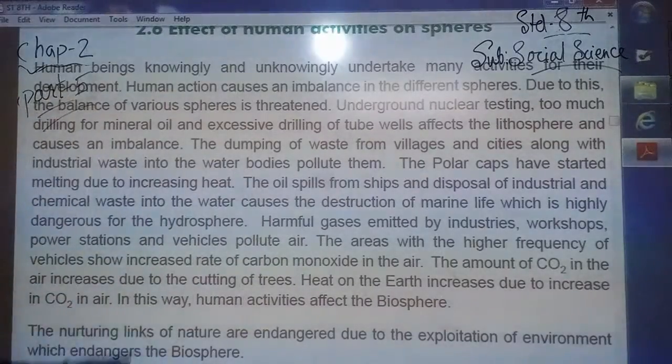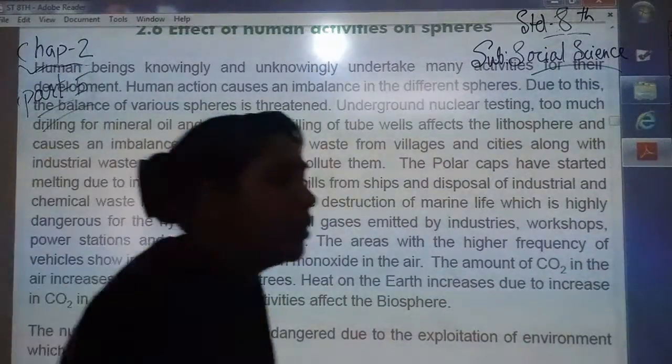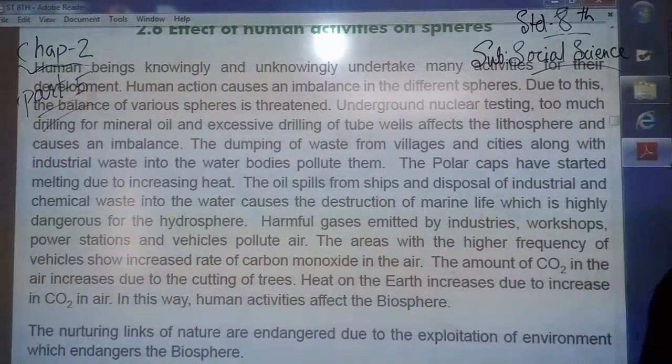उसके अलावा हमारे टेस्टिंग में न्यूक्लियर टेस्ट, बॉम्ब्स टेस्ट करते हुए पावरफुल और डेवलप कंट्रीज, that's the indirect test. Excessive drilling of the tube wells also affects the lithosphere. हम जमीन को भी बर्बाद कर देते हैं, wanting more and more water, but what to do? We are creating a population. Due to such reasons, okay, the dumping of the waste from the villages and the cities along with the industrial waste in the water.